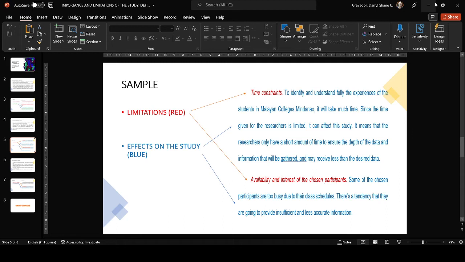Now, you also need not cite external sources or arrange them from macro to micro. This will be explained using your thoughts and your words. So no need for citations. Now, in the sample, you can see that the limitations are in red, while the effects of those limitations to the study are written in blue. So if you want to read through the sample, all you have to do is read it from the PowerPoint presentation or probably pause this video and read through the paragraphs.